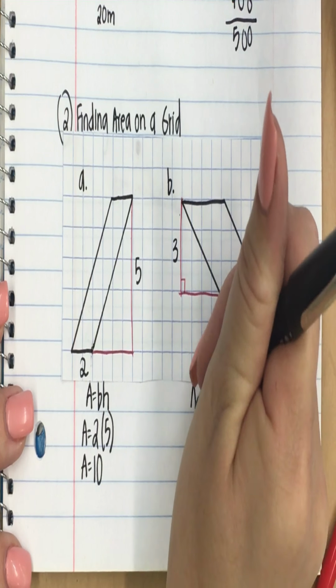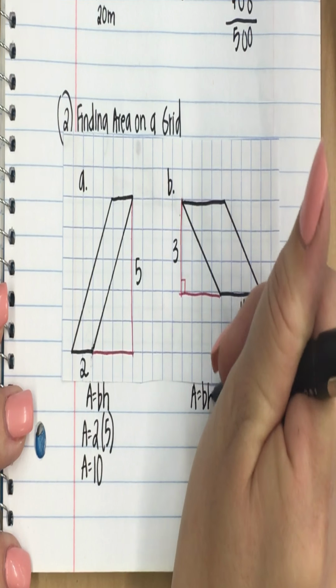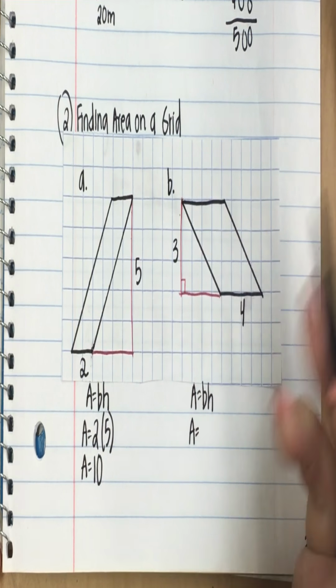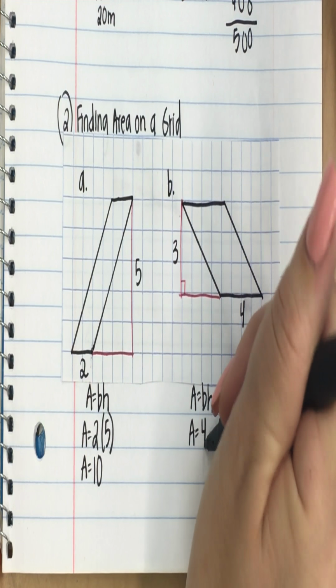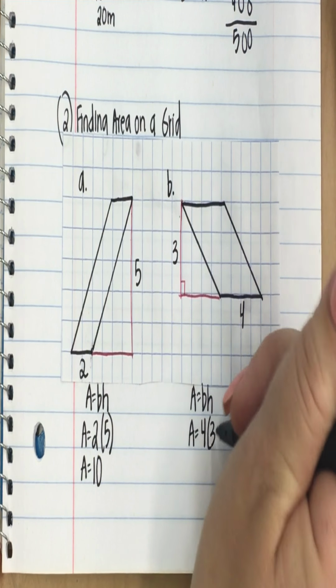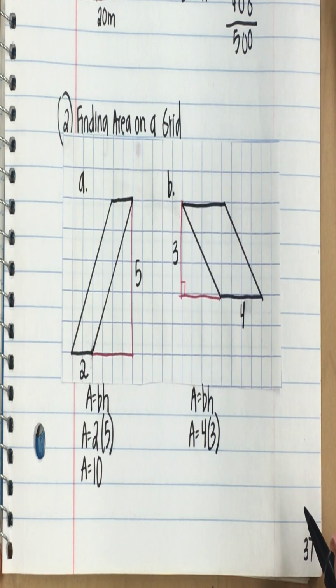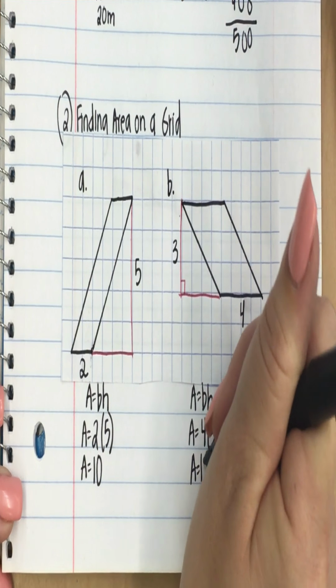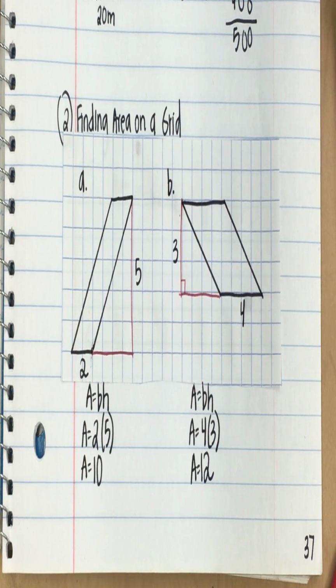I'm going to plug those numbers into my formula. Area equals base times height. So area will equal, our base is 4, and our height is 3. 4 times 3 would give me 12. So you should have gotten 12 for your area.